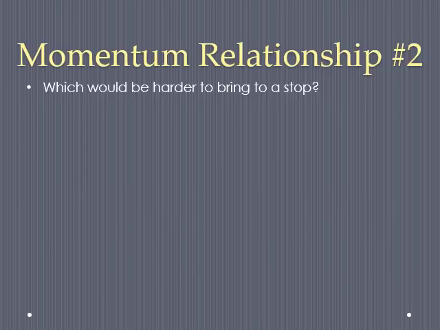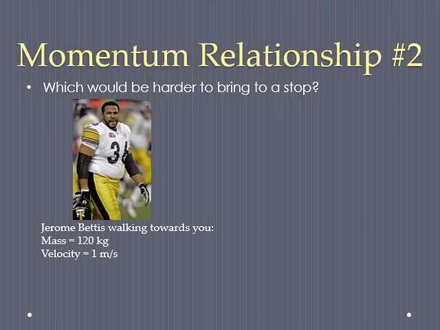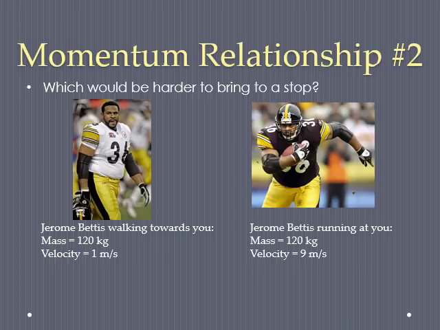There is one more variable that contributes to momentum. By way of an example, which of these two objects do you think would be harder to bring to a stop? The first one is a football player, Jerome Bettis, and he's walking towards you. He's got a mass of 120 kilograms, and he's walking at a velocity of 1 meter per second. So imagine trying to bring him to a stop as he was walking towards you. And then compare that to how hard it would be to bring him to a stop while he's running towards you. Same mass, 120 kilogram Jerome Bettis, but this time he's running at 9 meters per second.